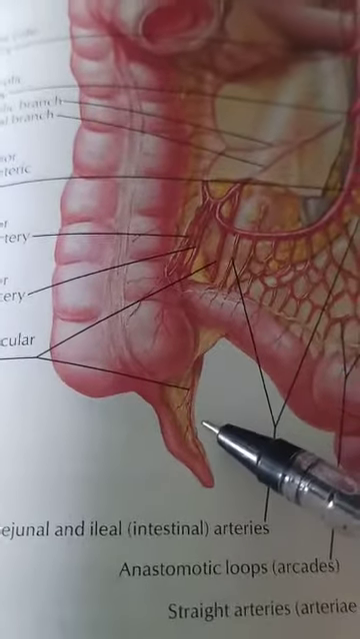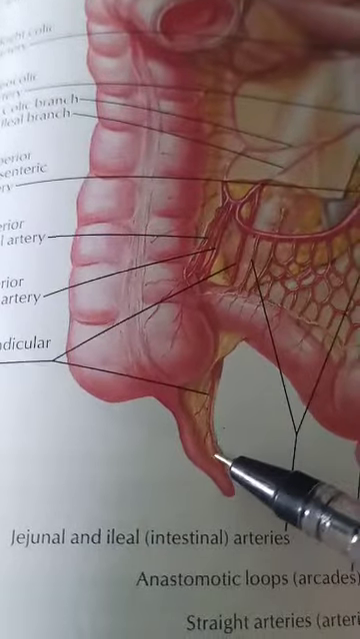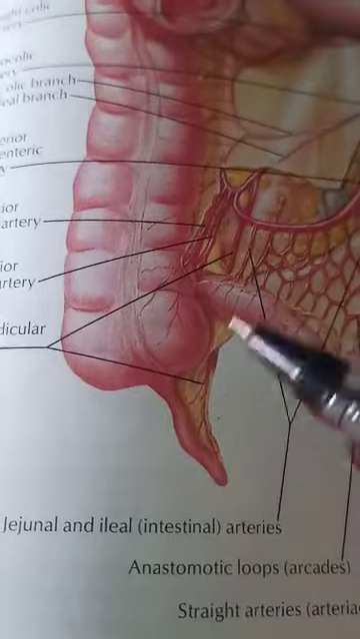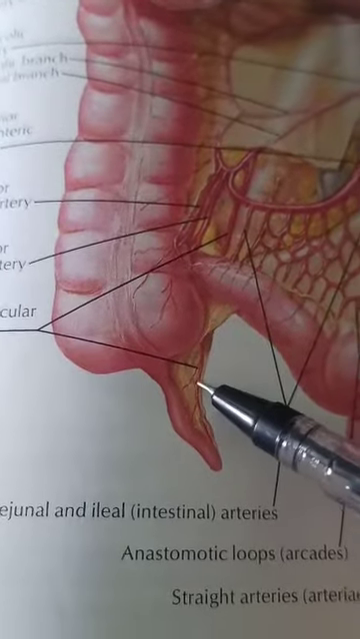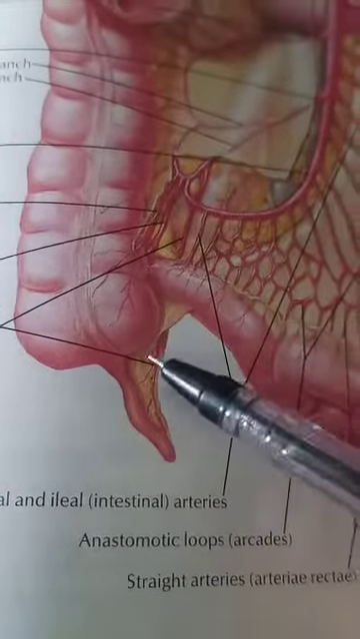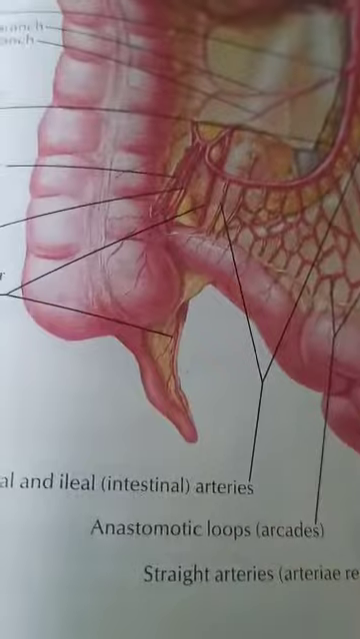Then lymphatic drainage. Most of the lymphatics drain into the ileocolic lymph nodes, through the appendicular lymph nodes. First it drains into the appendicular lymph nodes, and from there it drains into the ileocolic lymph nodes.